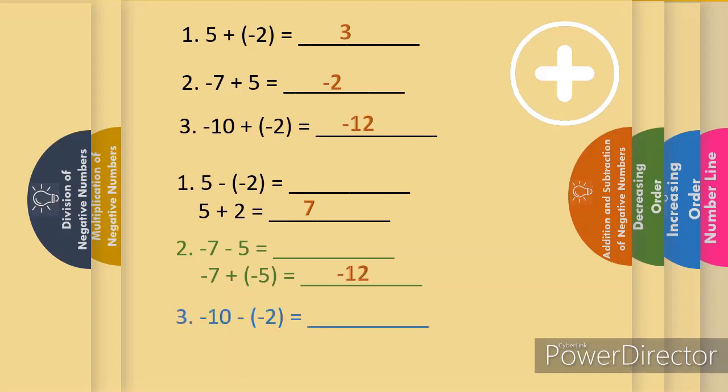Next, number 3, negative 10 minus negative 2. Copy the first number, which is negative 10. Change the operation, subtraction to addition, then change the sign of the second number. So we have positive 2, negative 10 plus 2. Since they have unlike sign, we're going to subtract. Then 10 minus 2 is equal to 8, and it is negative since the largest number is 10 and the sign of 10 is negative. So the answer is negative 8.